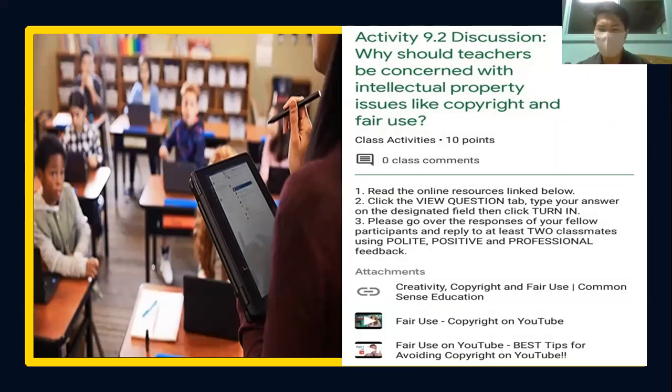Copyright grants the creator or the owner control over the use of his work, and it cannot be used freely without the permission of the owner, because it is his work, so he has the authority. Whenever we use it, we need to ask permission to use and copy the work, or we need to pay to use his work. That's copyright. And fair use is the use of copyrighted materials done for a limited, transformative purpose.